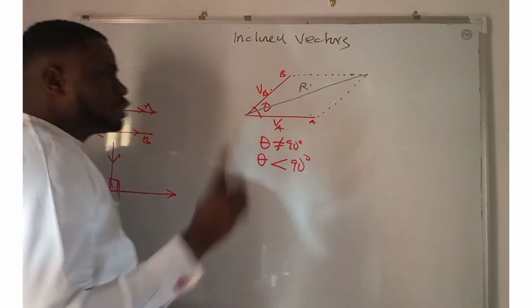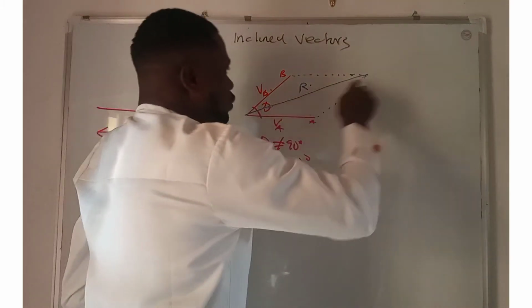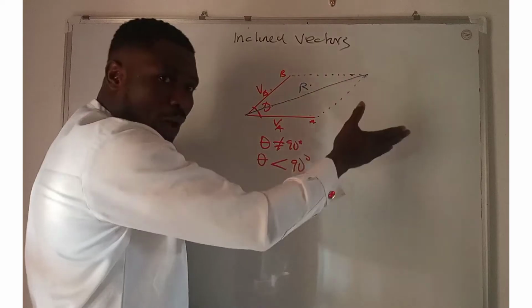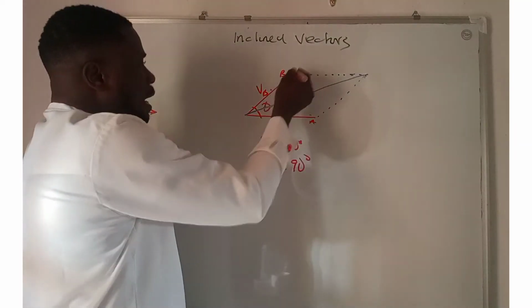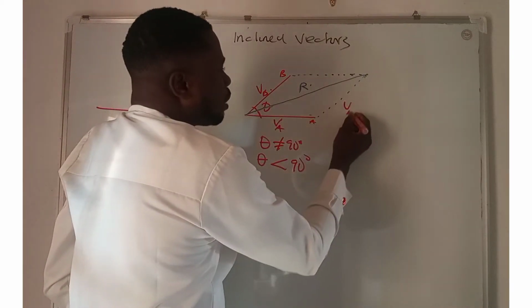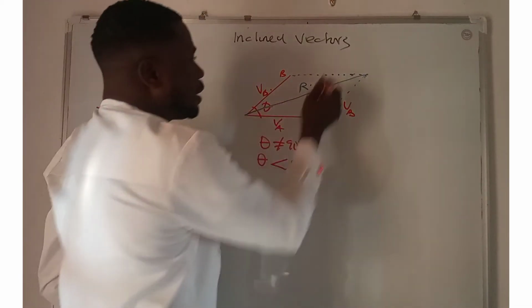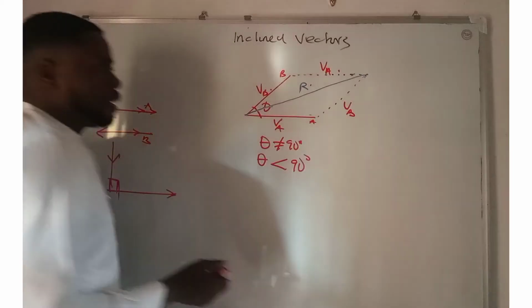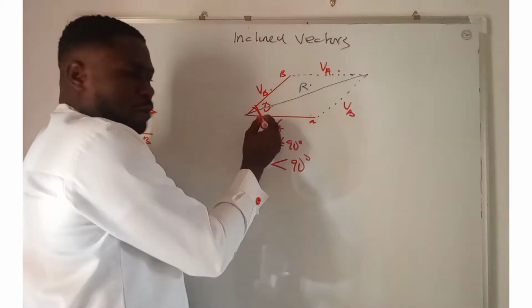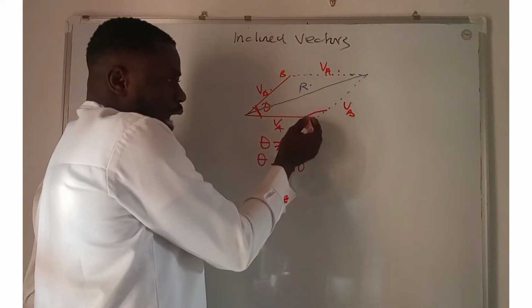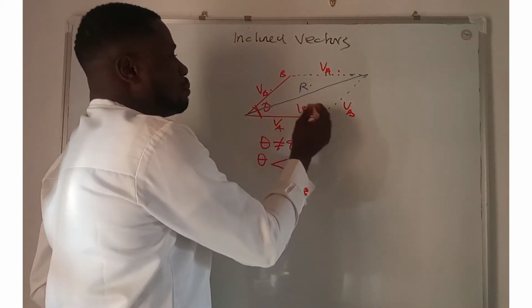So now I need you to understand that if this is a resultant, remember that this is a parallelogram. The opposite sides of a parallelogram are always equal. Therefore, if here is VB, here will equally be VB. If here is VA, this one will equally be VA. Remember again, if here is theta, please take note, very important, this other angle will be 180 minus theta.